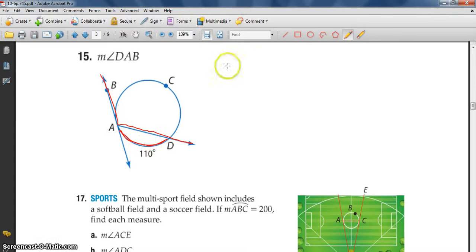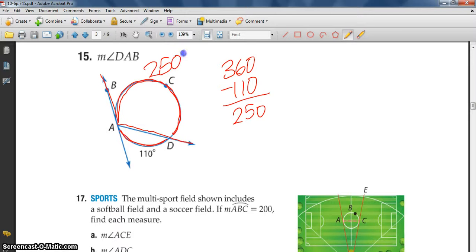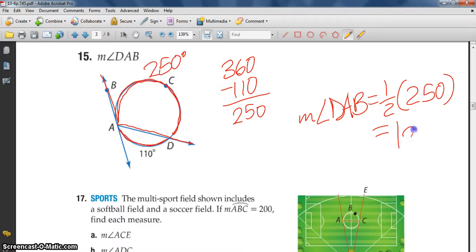Since we know that this is 110, let's take 360 minus 110, and the intercepted arc here is 250 degrees. So the measure of angle DAB is equal to half of the intercepted arc, so half of 250, which gives me 125 degrees. We'll pick up from there on the next video.